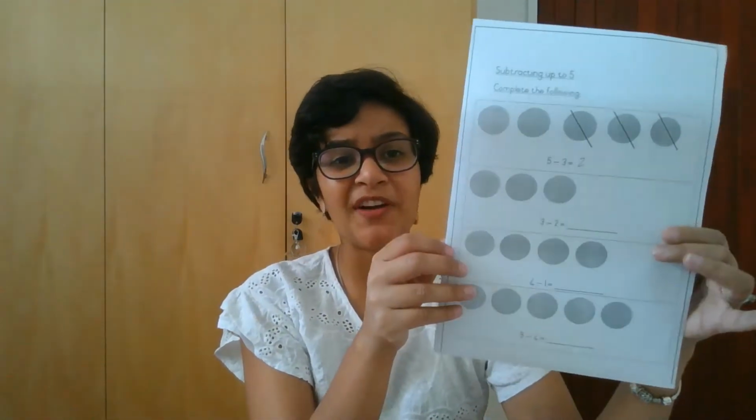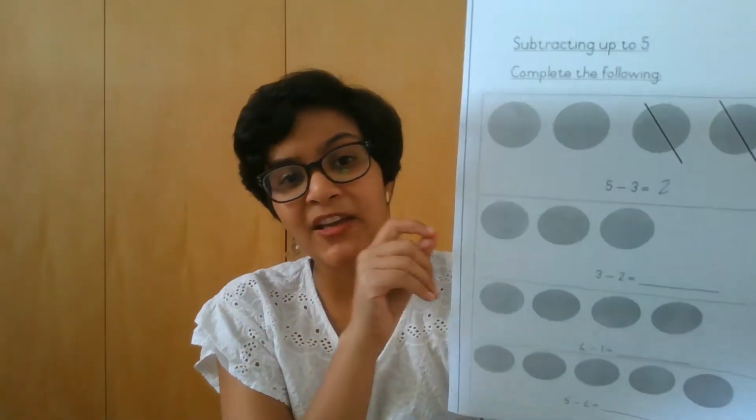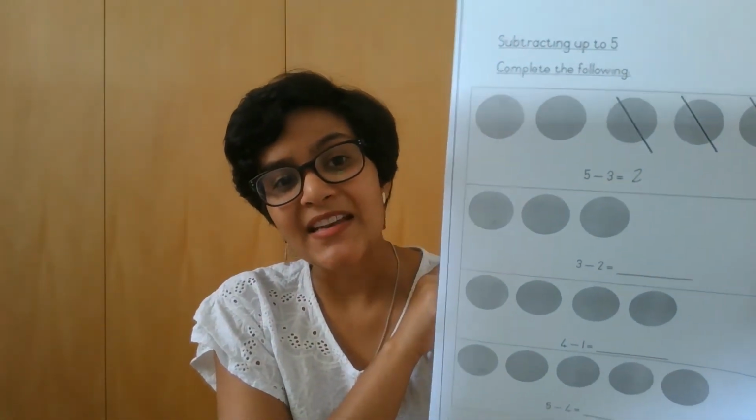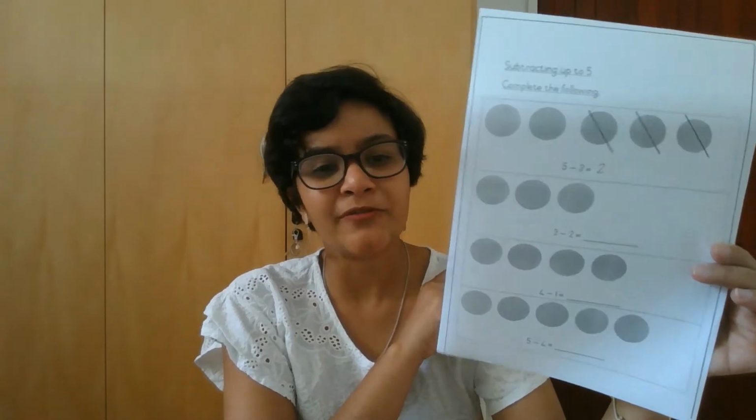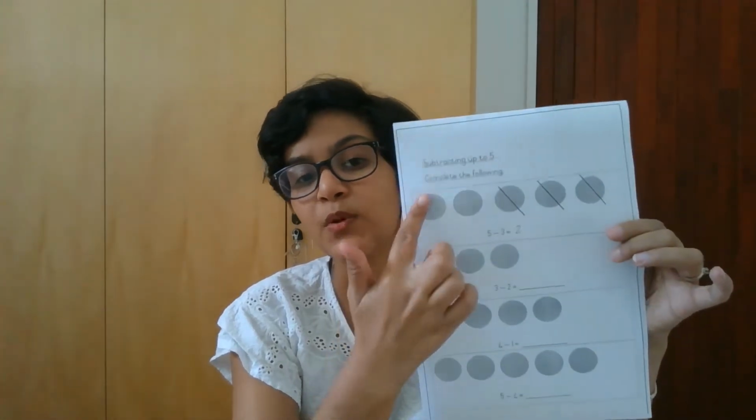Before we start with the extra things, let's look at the work we are supposed to do for today. The maths work is easy peasy lemon squeezy. I'm going to show you guys quickly. We have a page that says subtracting up to 5. On the computer, all the circles were colored in blue, but I don't have color ink in my printer at the moment, so I just printed it like this.